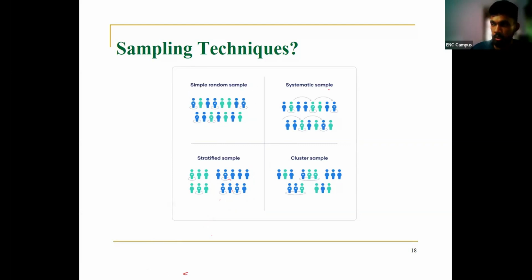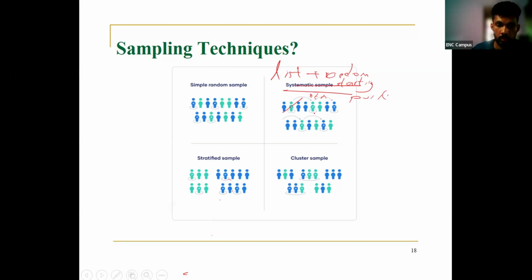Then we have systematic sampling. Systematic sampling means first we list the population, then we choose a random starting point. We select a random starting point and we pick every nth individual from that list, right?